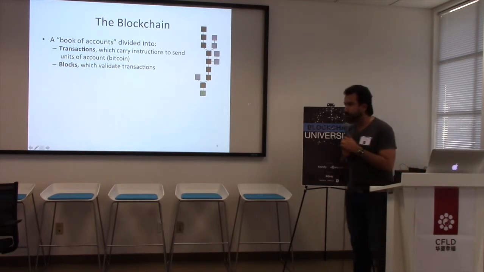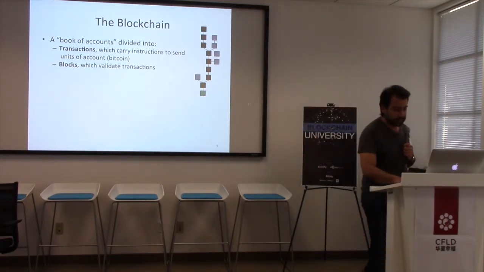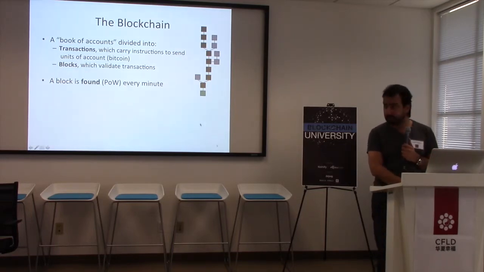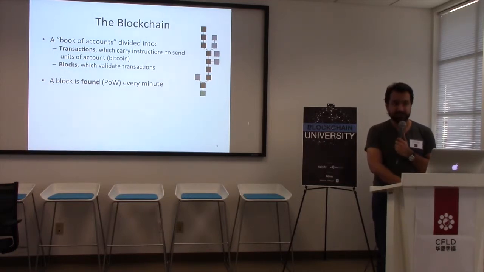Alright, so blocks basically validate transactions. They do that through proof of work. It says every minute over here. That's roughly about every 10 minutes. It's a Poisson distribution, so it can be as little as a few seconds as well.